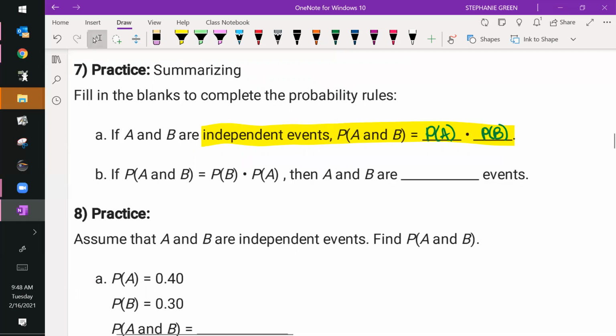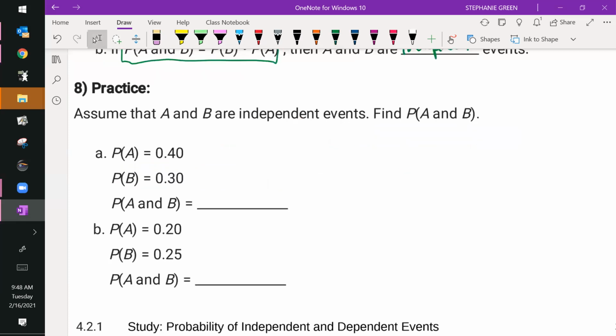Okay, we can also use this rule in reverse. We can say if the probability of A and B is equal to the product of the individuals, then we know for sure that those two events are independent. Okay, so let's use this both ways. Here it says the probability of A is 0.4, the probability of B is 0.3, and it says here these are independent events. We won't talk about how to do this multiplication thing with dependent events until the next section.